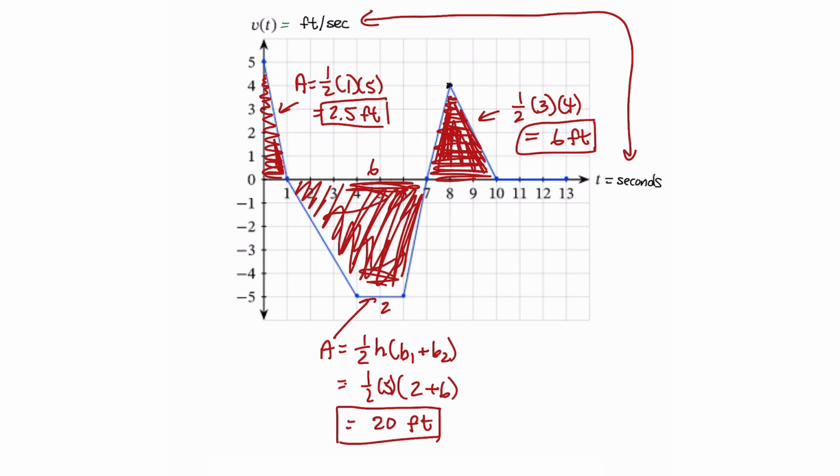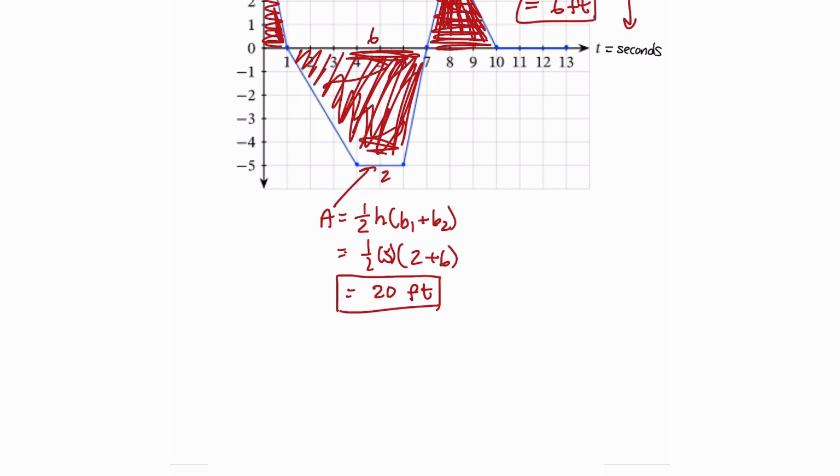Okay, so the two questions we have, the total distance. Well, the total distance, no matter which way you go, is just the sum of the areas, and we just make them all positive. So that means this is 2.5 plus 20 plus 6, which is 28.5 feet.